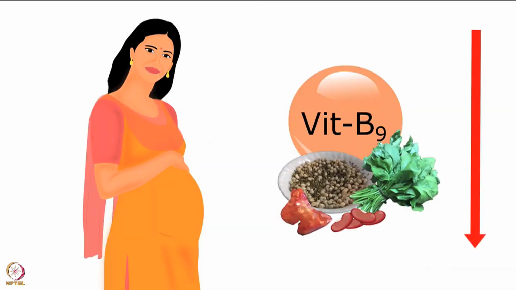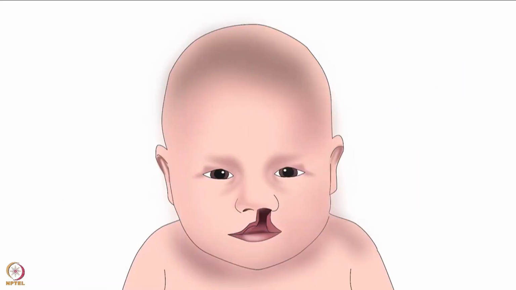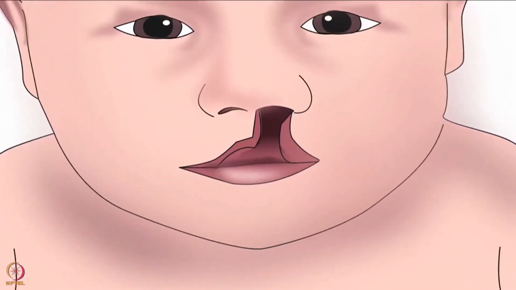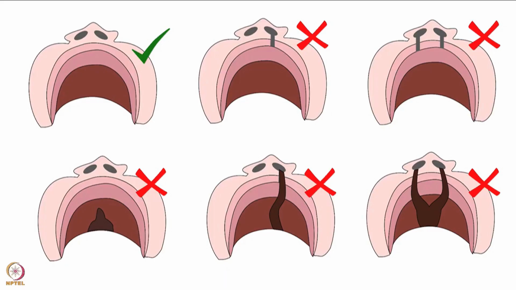Folate deficiency in pregnant women may have a bad effect on the babies. For example, neural tube defects and cleft lip and palate in babies. A cleft is a gap or split in the upper lip or roof of the mouth. This occurs when the tissues do not fuse together during growth in the womb.